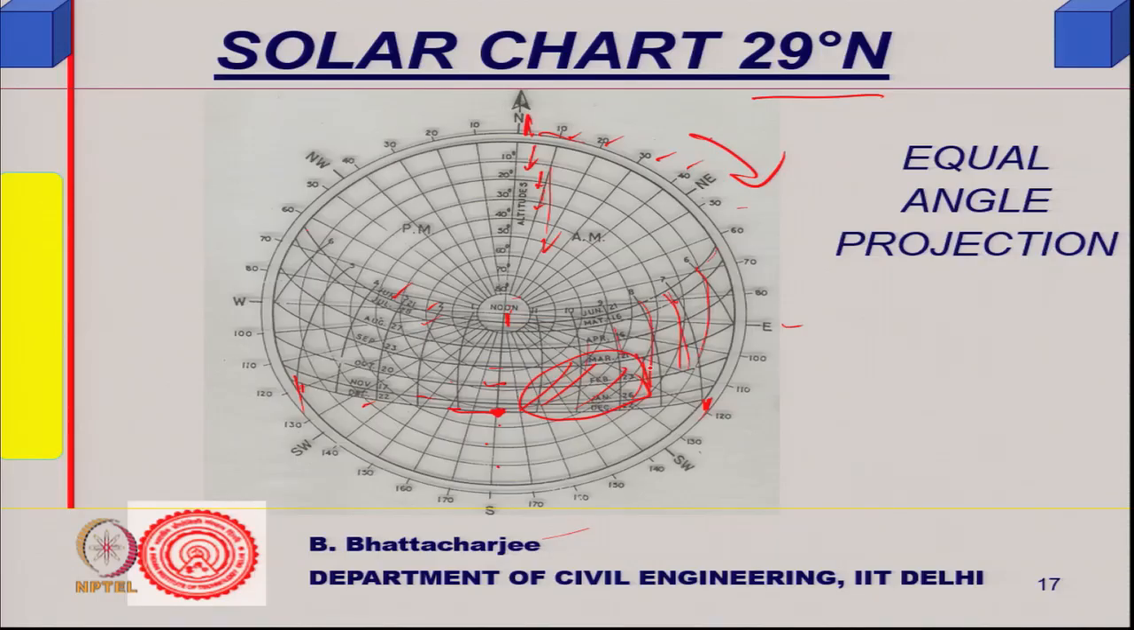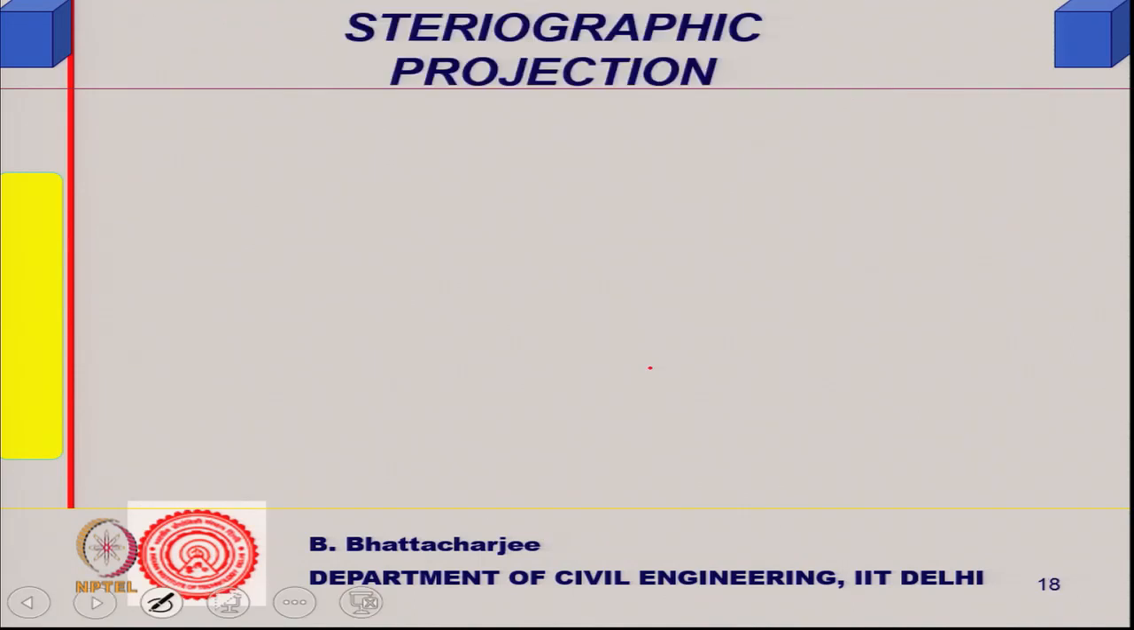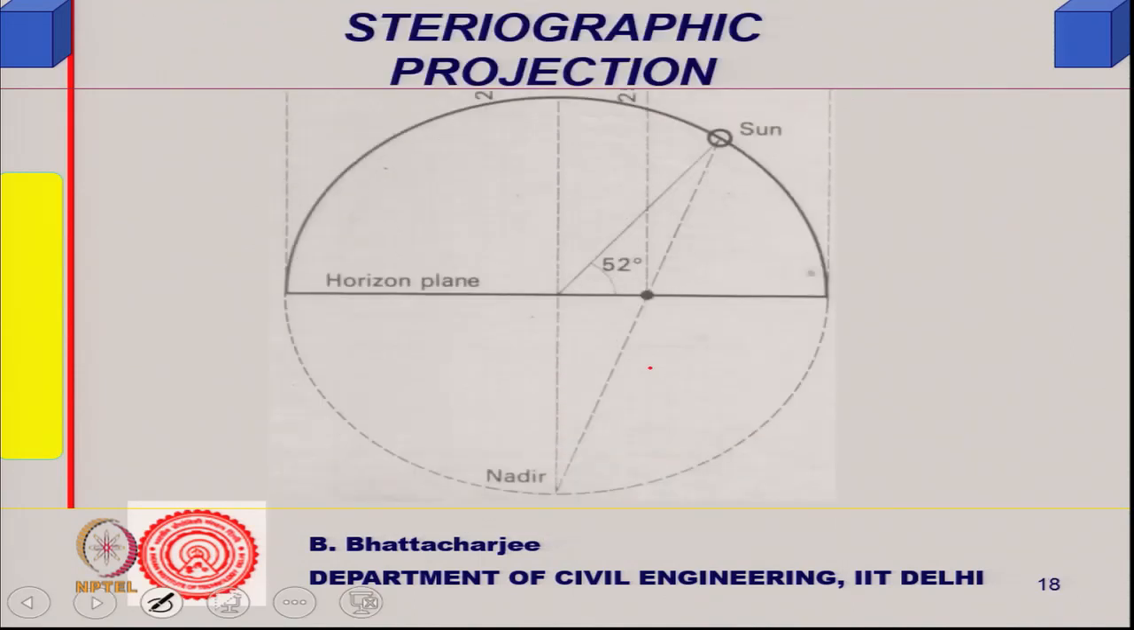This is called equal angle projection, but you can have another kind of projection called stereographic projection. In that case, this is the nadir, this is the zenith, the horizontal plane is here, and the sun's position is somewhere there. Then this angle, say 52 degree altitude angle of the sun, is represented by a point or circle which will have a radius this much. The radius corresponds to the sun point joining to the nadir.